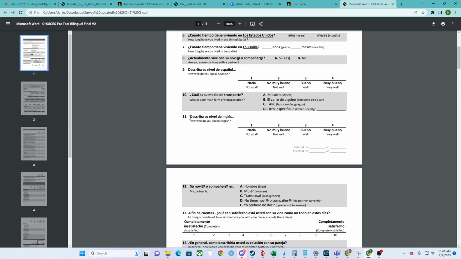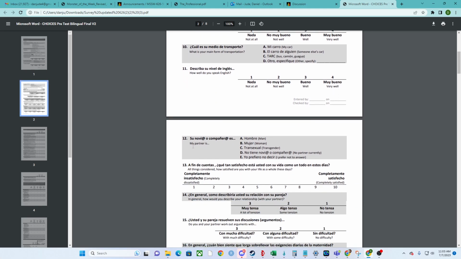So how well do you speak English? And my partner is, you know, man, woman, transgender, no partner. I prefer not to answer. I really dislike this option right here on any survey.